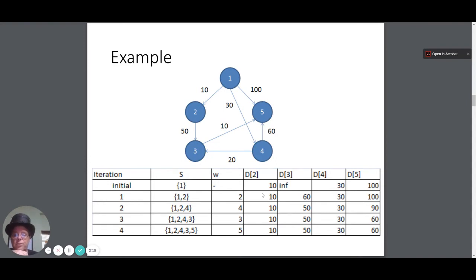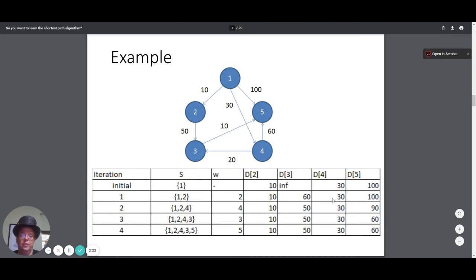Now, for 2, we know there's a distance of 10. For 3, our distance is now 60, because we go through 2, we can get to 3 with a distance of 50 more. So that's a total of 60. For 4, it's still 30, and for 5, as far as we know, it's still 100. So which one of those is the smallest? It's 4. So we add 4 to our set of distinguished vertices.